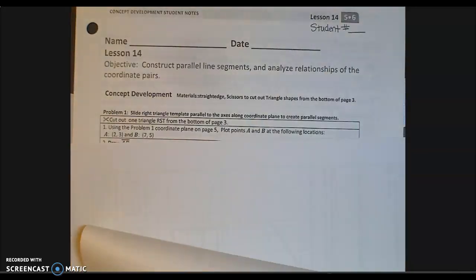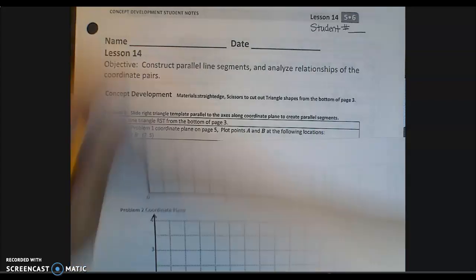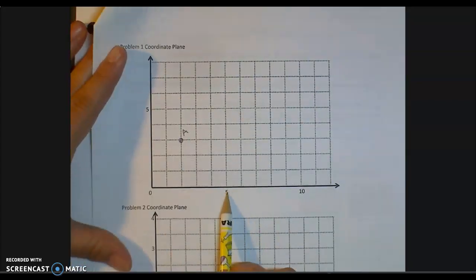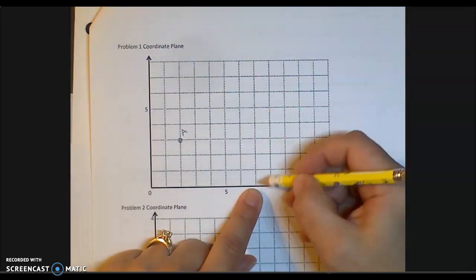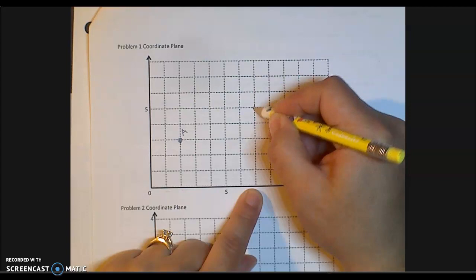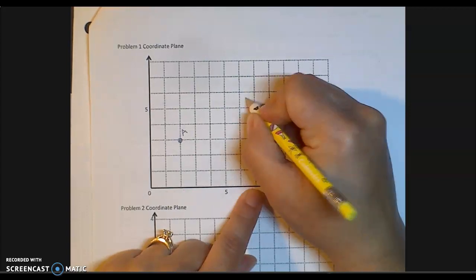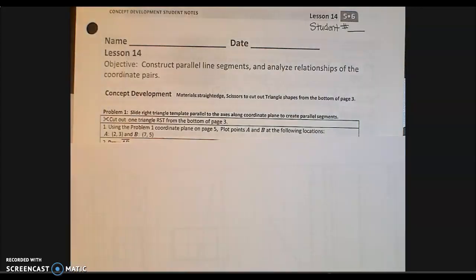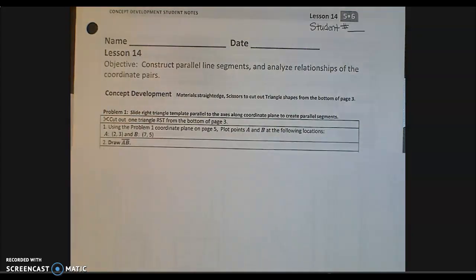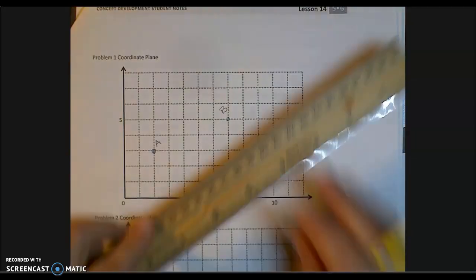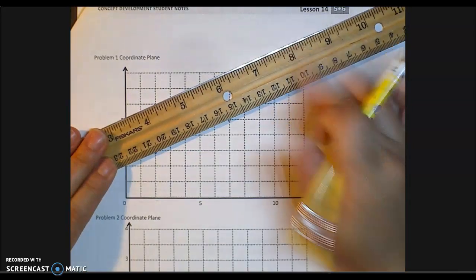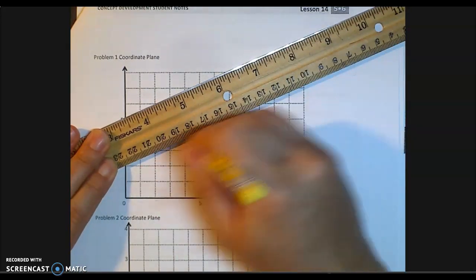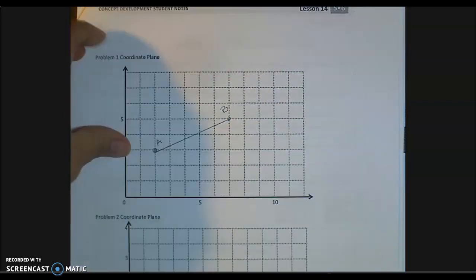And it says to plot B at 7, 5. So we're going to go over 7. Here's 5, 6, 7. Up 5. Well, that's already labeled for me, so I'm going up to 5. And here is point B. Then it says, draw line segment AB. So I'm just going to take the straight edge and connect AB with a line. So there is line segment AB.